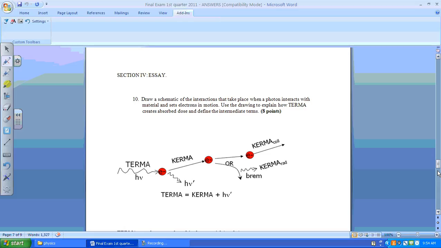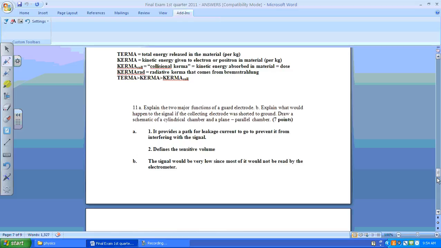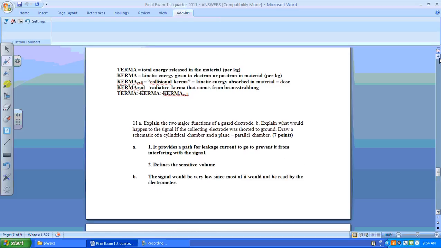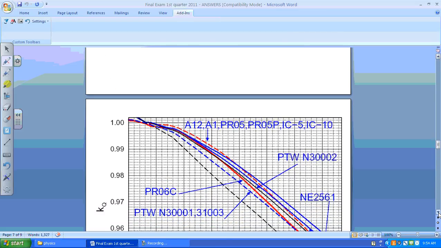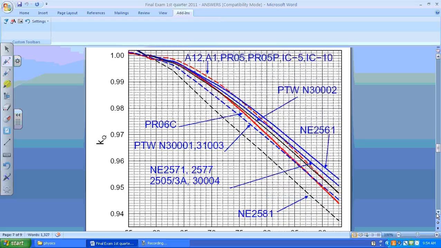Assay question. I don't know if I have the answers to the assays here. I think I did. So the first assay question was, come on, Windows.